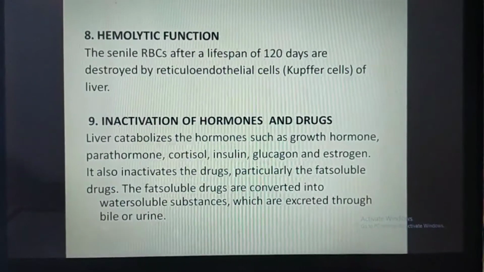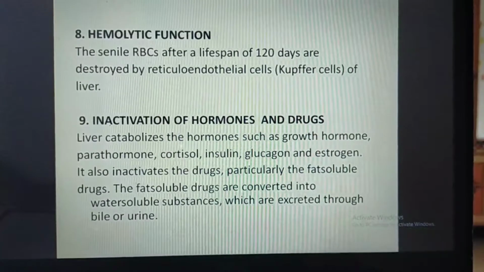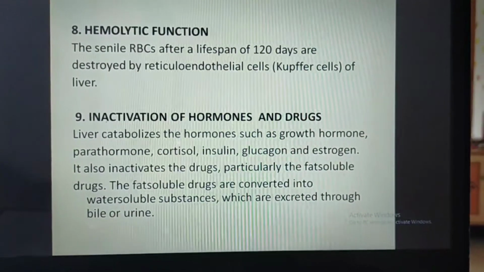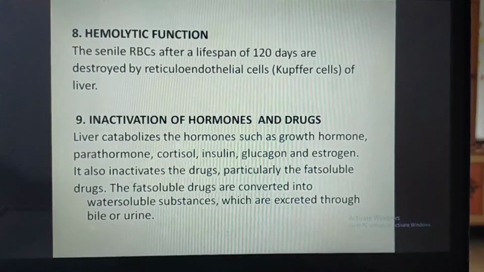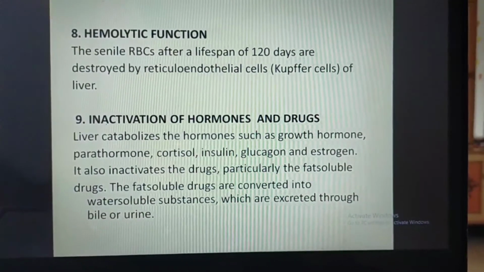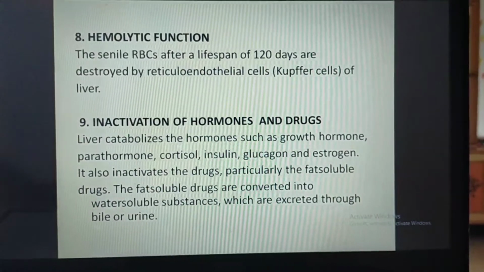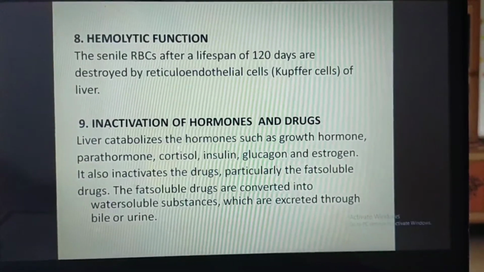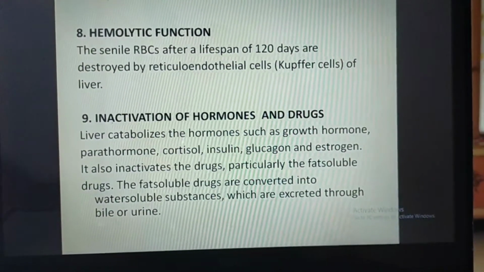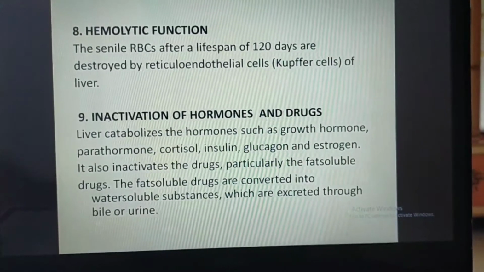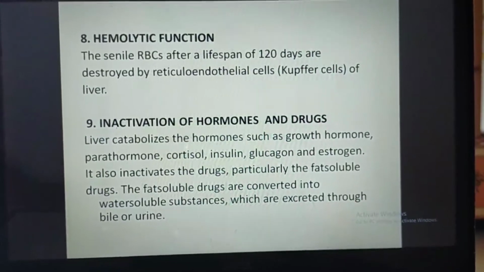Hemolytic function. The senile RBCs after a lifespan of 120 days are destroyed by the reticuloendothelial cells of liver. Inactivation of hormones and drugs. Liver catabolizes the hormones such as growth hormone, parathormone, cortisol, insulin, glucagon, and estrogen. It also inactivates the drugs, particularly the fat-soluble drugs. The fat-soluble drugs are converted into water-soluble substances which are excreted through bile or urine.